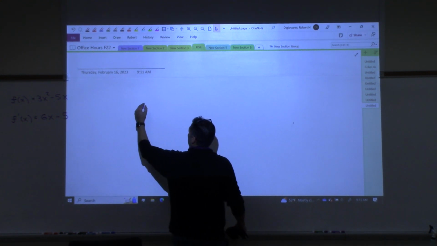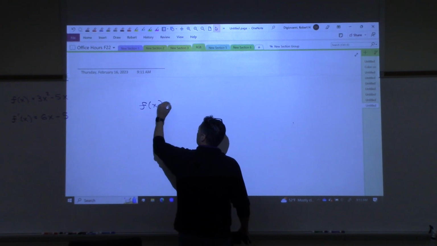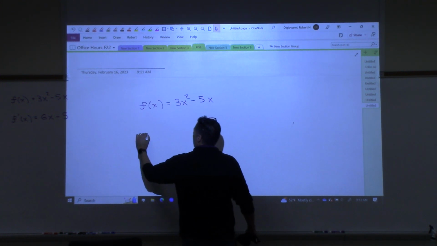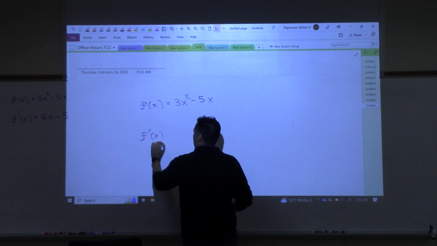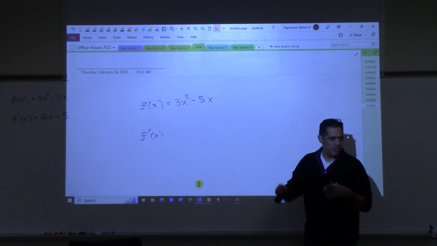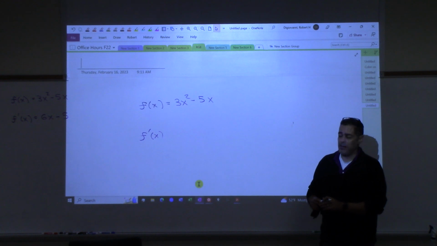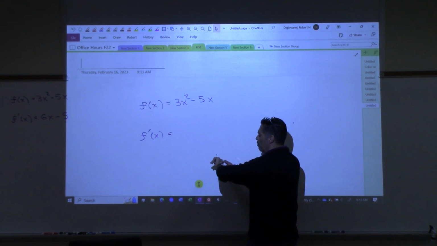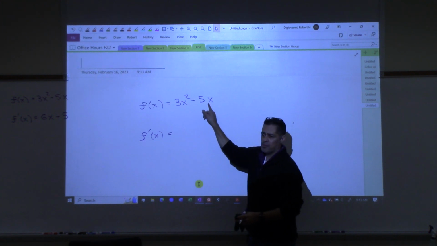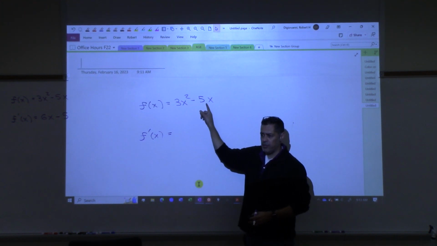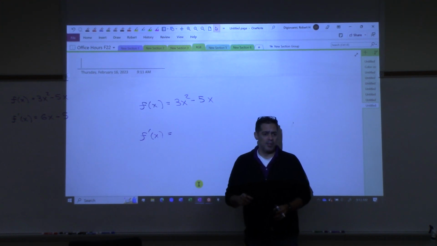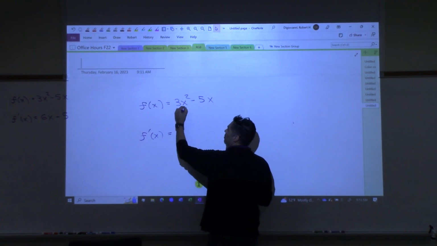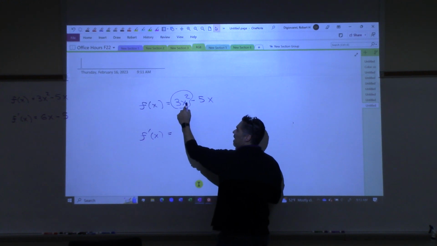So starting out with this function f of x equals 3x squared minus 5x, when I find the derivative, and again, keep in mind, I haven't taught you this yet. I'm just showing you how fast it is once you learn it. I'm going to realize that I have two terms. Terms are separated by addition and subtraction. Whenever you have multiple terms, you can look at each one of them individually. So I'm first going to look at this one, and this is x to a power.